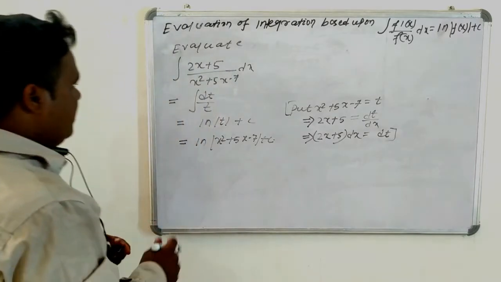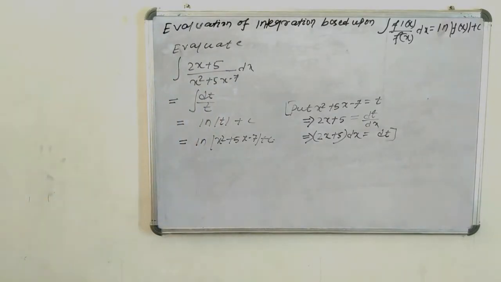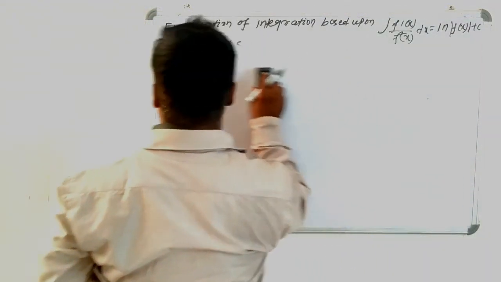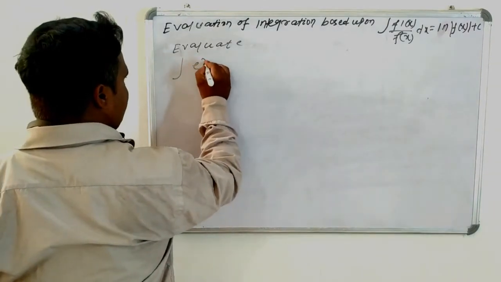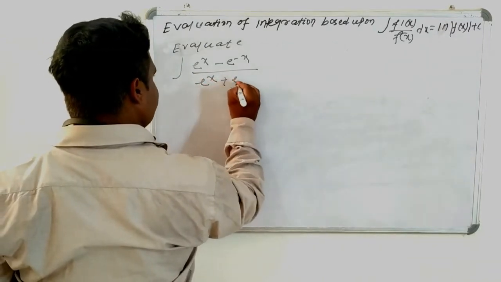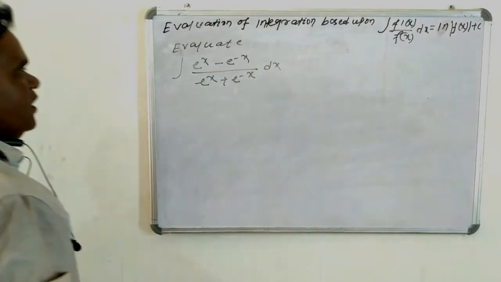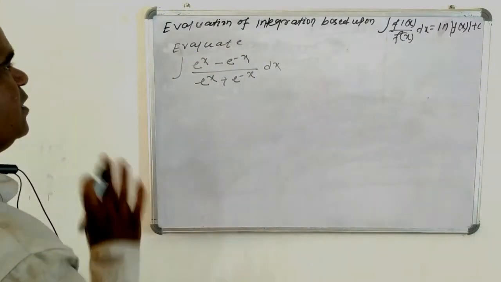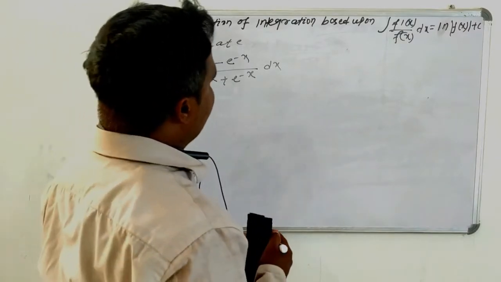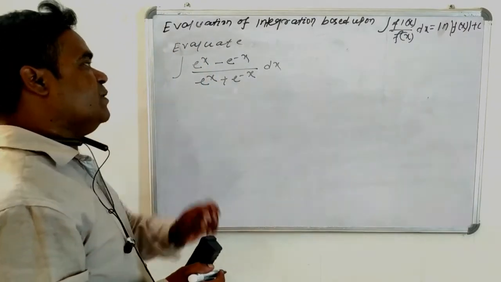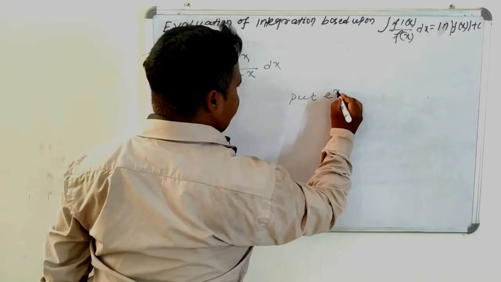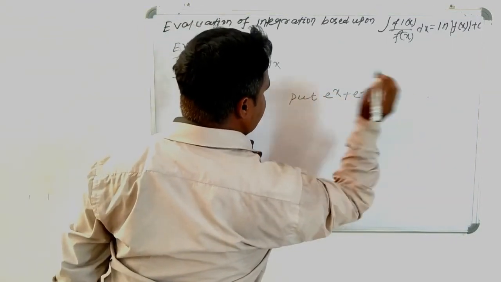Okay, I have another example. Evaluate the integral of (eˣ − e⁻ˣ) divided by (eˣ + e⁻ˣ) dx. This is also of this format, because first, in the underlined part, evaluations of integrals are based upon this format. So here put the lower part eˣ + e⁻ˣ equal to t, suppose.